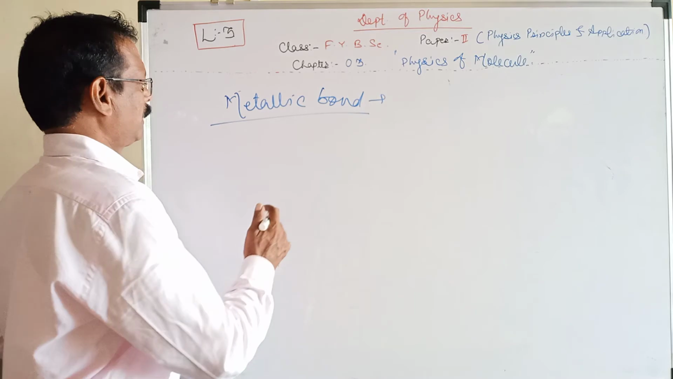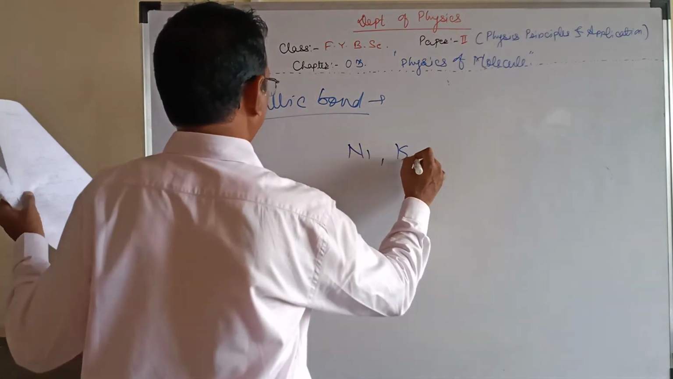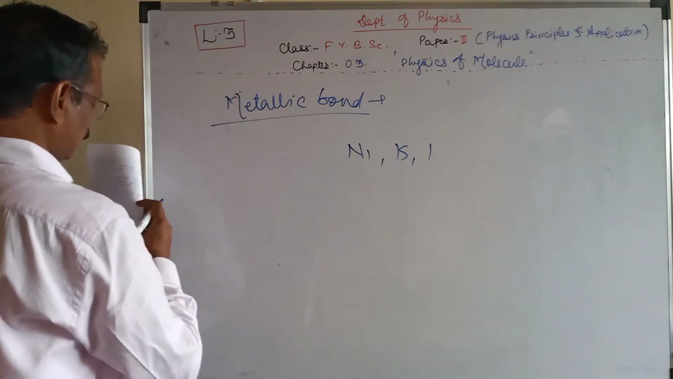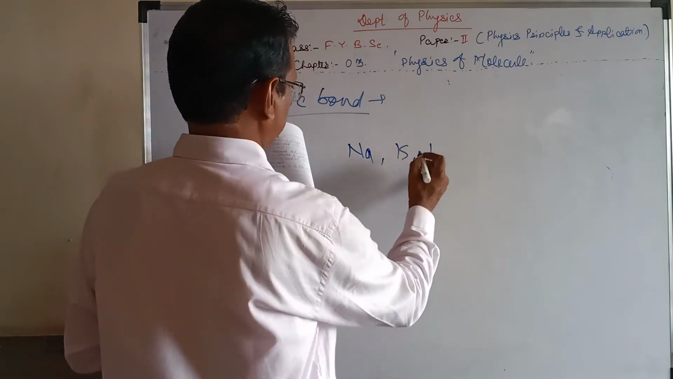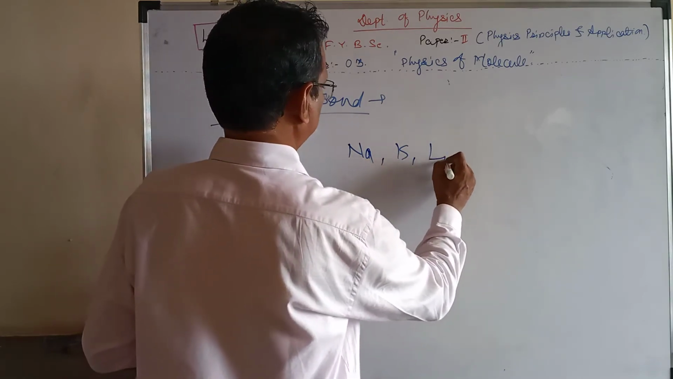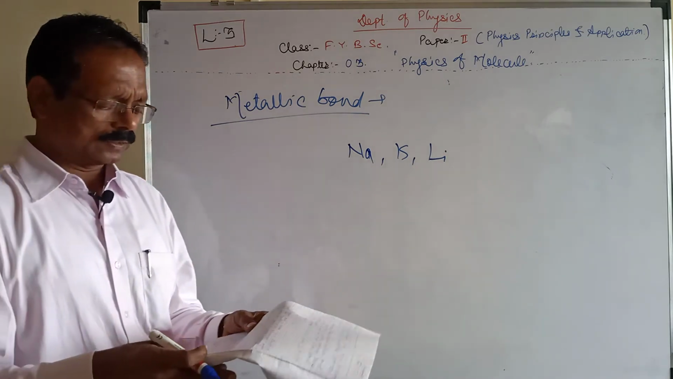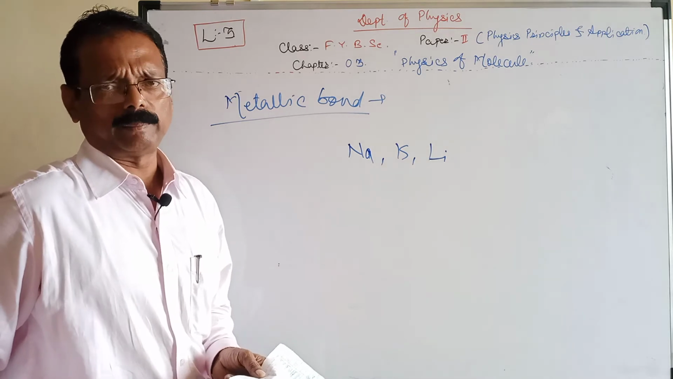Now here, for example, we can see nickel, sodium, potassium, and suppose it is lithium. So their melting points and boiling points are very small. They are known as the lower limit of metallic bond.